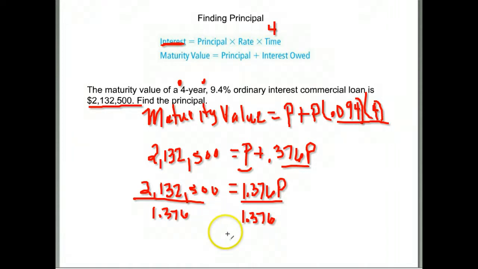Okay. And when we do that, we find that our principal amount was $1,549,781.98.